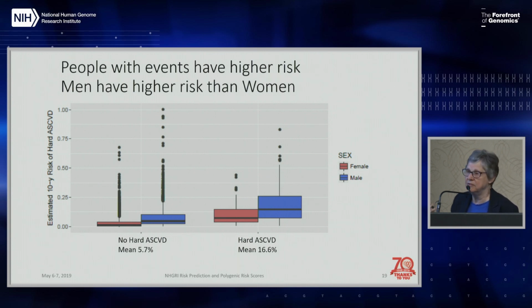So it's just a single estimate of risk. We looked at females and males, and we combined them together. You'll notice right away that those with events have higher risk, about 17%, versus people who haven't had events over the 10 years of follow-up, around 6%, and that men are at higher risk than women. I also note that there's a long tail of risk even among people who haven't had events.